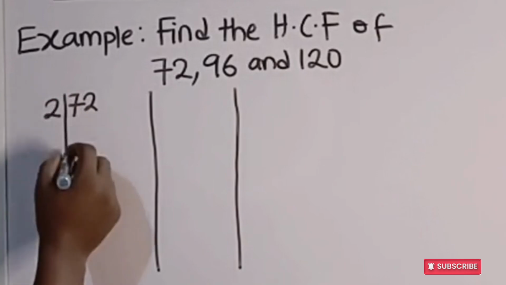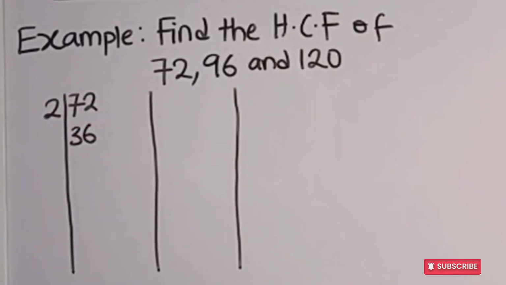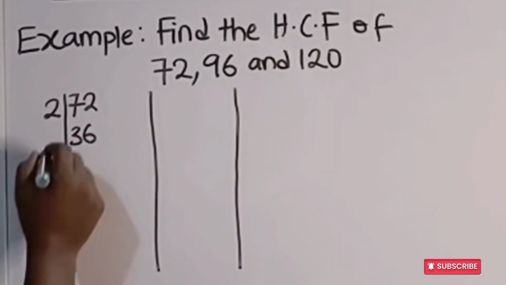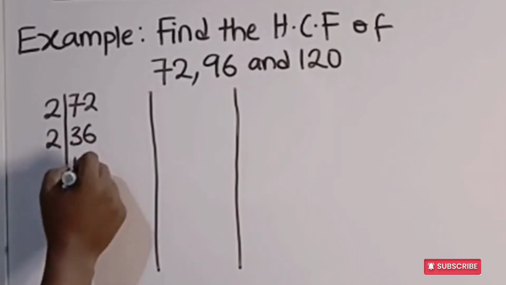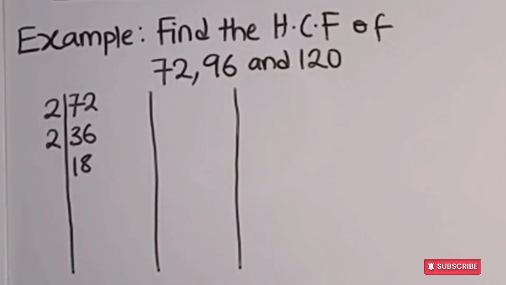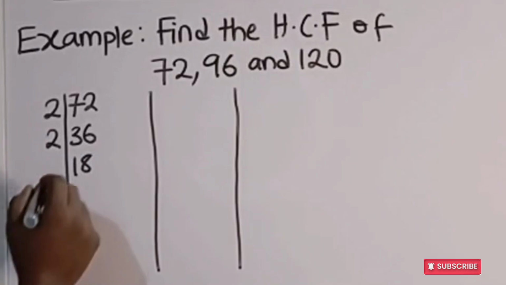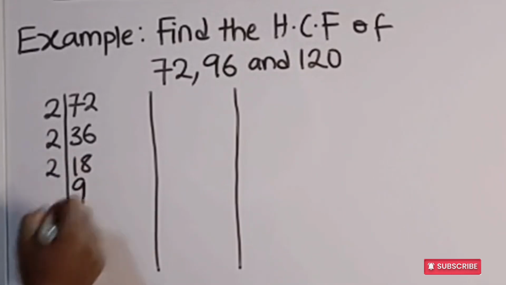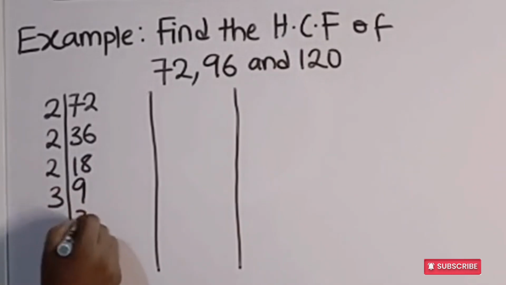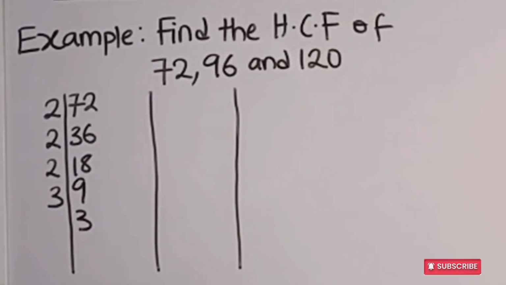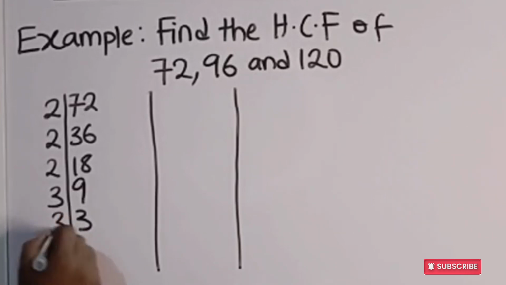72 divided by 2 is going to give us 36. 36 divided by 2 is going to give us 18. 18 divided by 2 is going to give us 9. 9 cannot be divided by 2, so we divide by 3. 9 divided by 3 is going to give us 3. And 3 divided by 3 is going to give us 1.